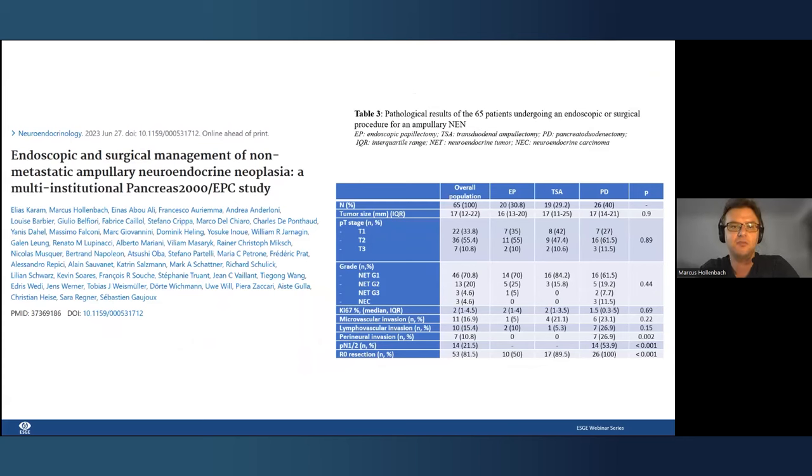Then another subgroup is important. You also have patients with neuroendocrine lesions of the papilla of Vater, which is a relatively rare lesion. Is endoscopic papillectomy also the first choice to treat such patients? In this case, we clearly say no, because if you look at the data published in Neuroendocrinology, you see that for such lesions, the endoscopic papillectomy group has only a rate of complete resection of about 50% compared to surgical interventions like surgical ampullectomy or pancreatoduodenectomy. Those were quite higher. This led us to the conclusion that for this subgroup, EP is not a feasible option. If you have a neuroendocrine lesion of the papilla of Vater, you should go for surgery because you have a high risk of incomplete resection.